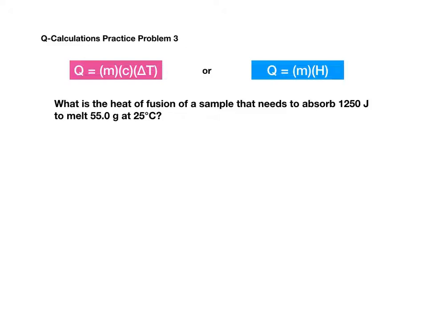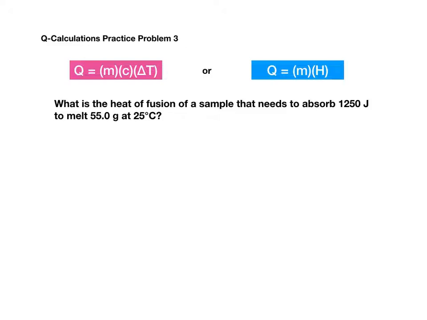So practice problem 3 reads, what is the heat of fusion of a sample that needs to absorb 1,250 joules to melt 55.0 grams at 25 degrees Celsius?